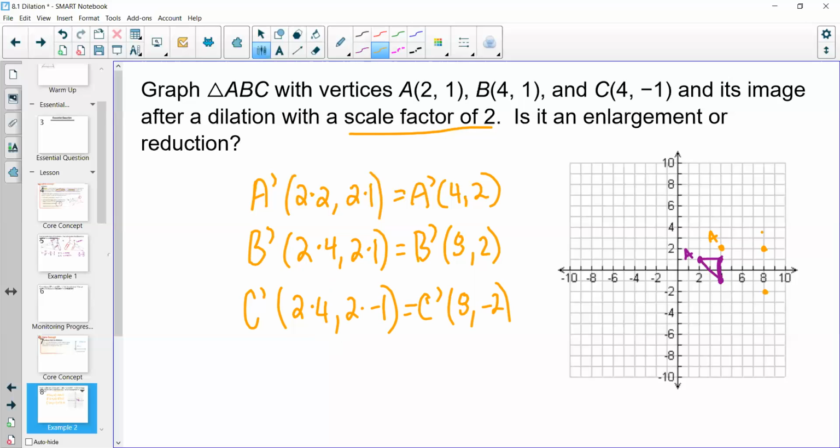This is B, this is C, and these are all of our primes. And we can connect those dots there. And look at that. Our new triangle here has been enlarged by a scale factor of 2. And so you can see that that triangle looks 2 times bigger. And all we had to do to figure it out is multiply that scale factor by each of the values.